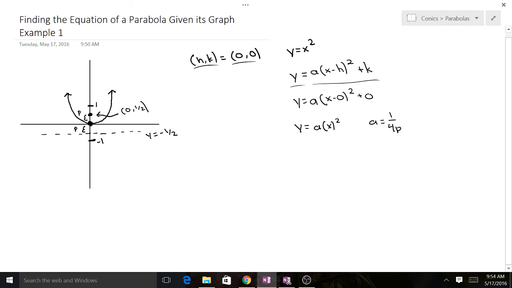So we're going to have a equals 1 over 4 times p, which we figured out was 1/2. That's just going to give us 1 over 2. So a equals 1/2. We can plug that into our formula here, and we'll get y equals 1/2 x squared, and that'll be our answer.